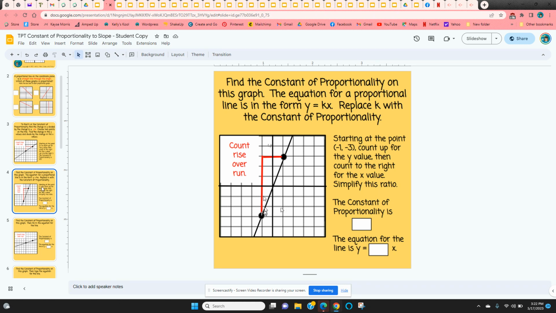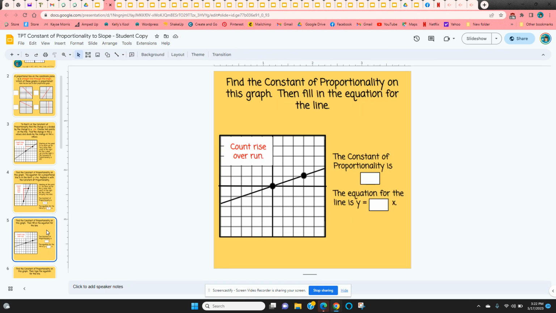So if they count 1, 2, 3, 4, 5, 6, to the right 2, 6 over 2 simplifies to 3. So they're going to type in a 3. Now they might notice that the line goes through the origin here, so they really only need to count up 3 to the right 1. And then the equation for the line, y equals 3x. So that constant of proportionality would be right next to the x.